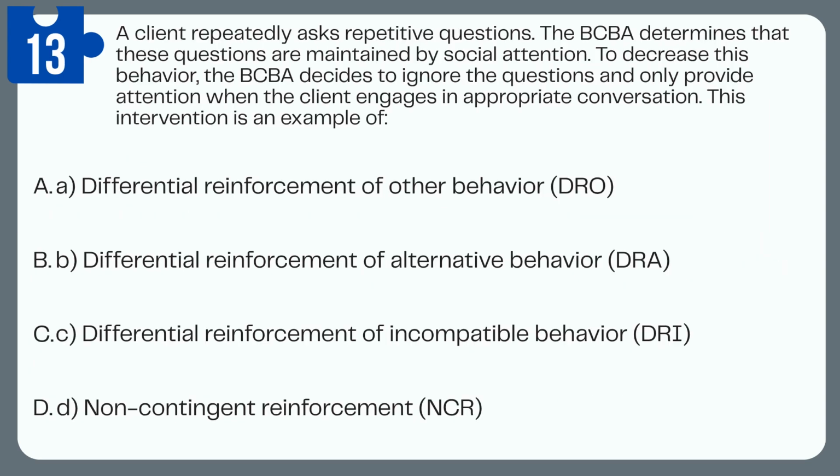Question 13. A client repeatedly asks repetitive questions. The BCBA determines that these questions are maintained by social attention. To decrease this behavior, the BCBA decides to ignore the questions and only provide attention when the client engages in appropriate conversation. This intervention is an example of A. Differential reinforcement of other behavior, DRO. B. Differential reinforcement of alternative behavior, DRA. C. Differential reinforcement of incompatible behavior, DRI. D. Non-contingent reinforcement, NCR.